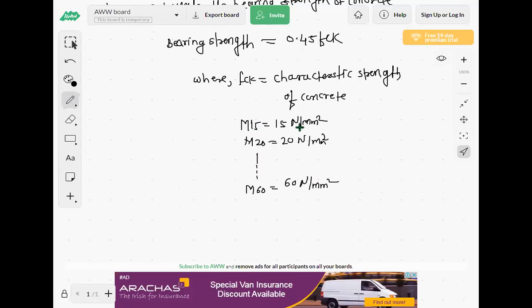For M15 concrete, the characteristic strength FCK is 15 Newton per mm square, for M20 grade concrete 20 Newton per mm square, similarly for M60 grade concrete 60 Newton per mm square. It means for M25, M30, M35, M40 the respective values 25, 30, 35, 40 will come. Are you getting? We put FCK here and calculate the bearing strength in Newton per mm square. So this is step 1.